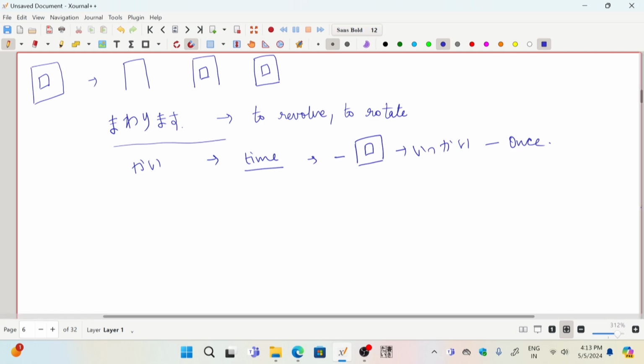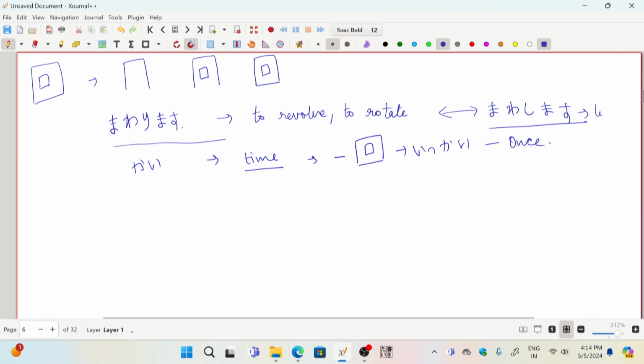Now let's make a sentence with mawarimasu. So there is also transitive and intransitive. Mawarimasu is intransitive and the transitive for mawarimasu will be mawashimasu. Mawashimasu means to rotate something, to spin something.